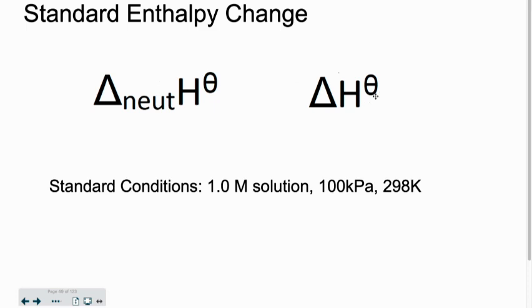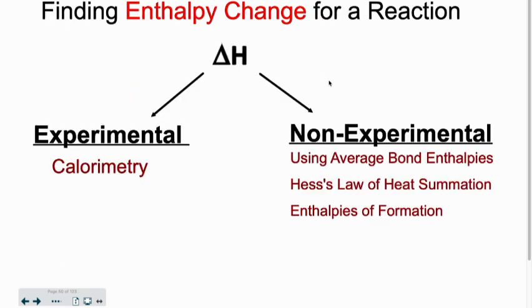Sometimes you'll see a little theta sign here beside the enthalpy change. That just means that it's been determined under standard conditions, which is 1 molar concentration, 100 kilopascals pressure, and 298 kelvins. Other times you might see something like this is for a neutralization reaction, or if this was for a combustion reaction, you might see COMB, etc. No need to worry about that.